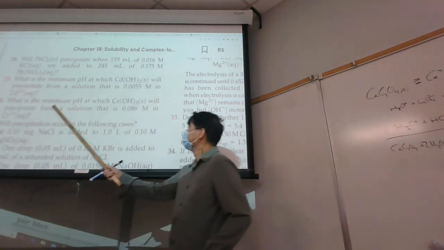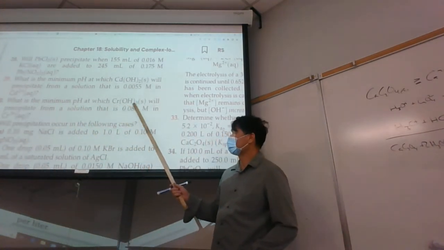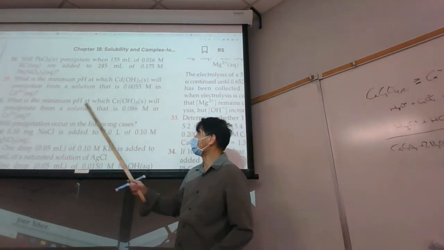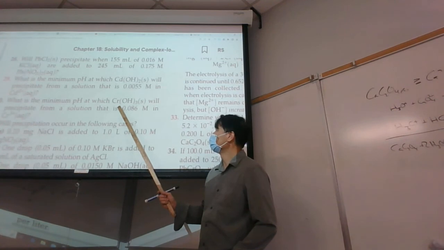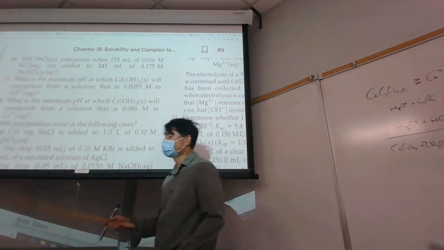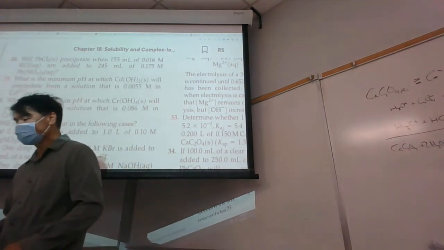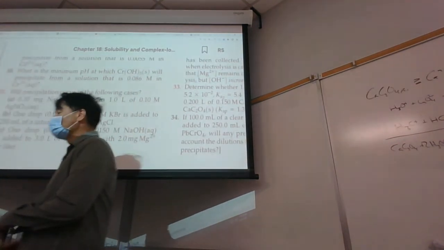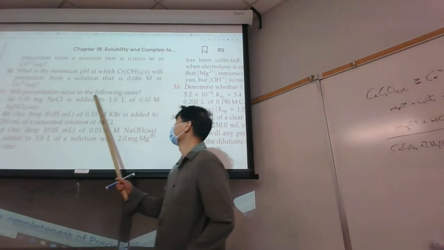Number 30. What is the minimum pH at which, okay, this is hydroxide? And they should say, what is the maximum pH? Because higher pHs will precipitate, lower pHs don't precipitate. So they should say maximum pH. Okay, 31. Will the precipitation occur in the following cases?